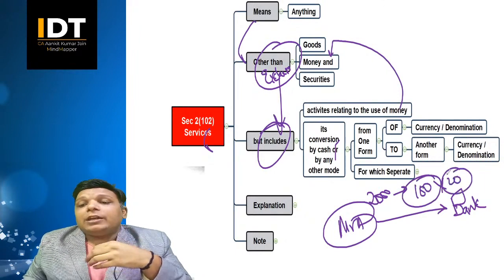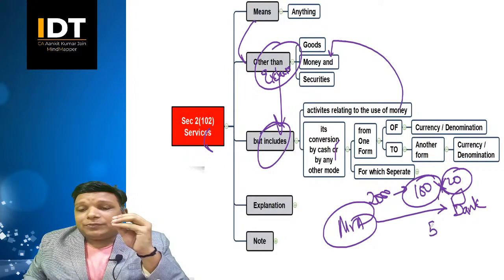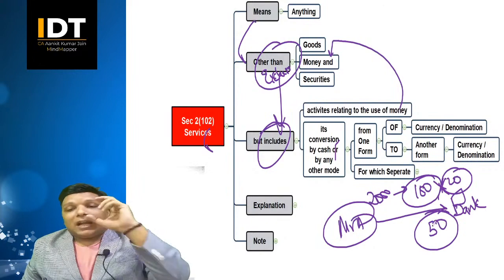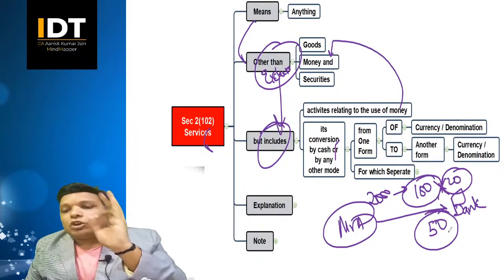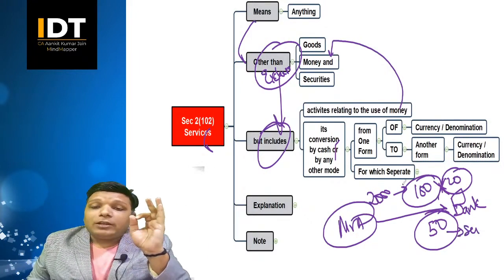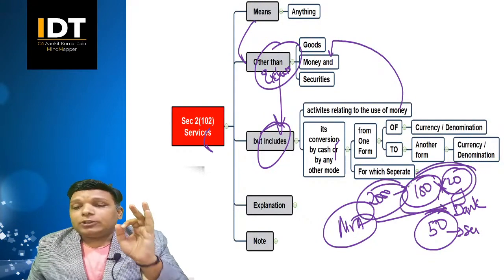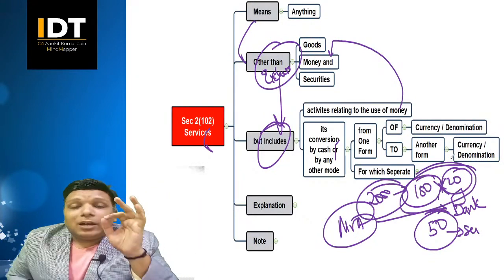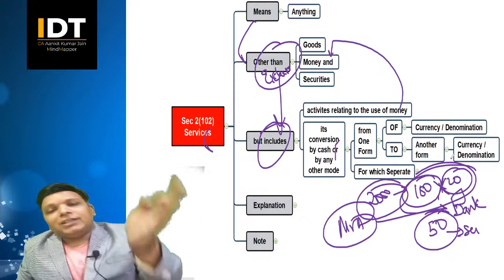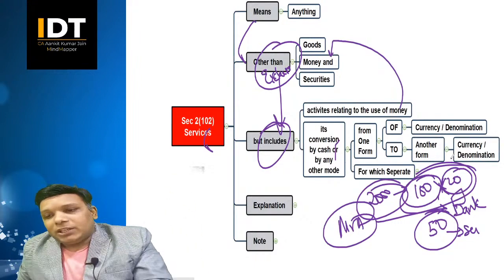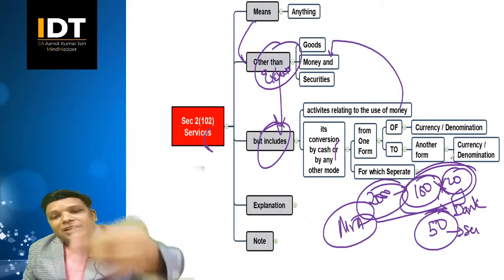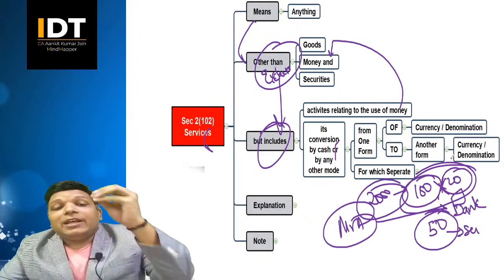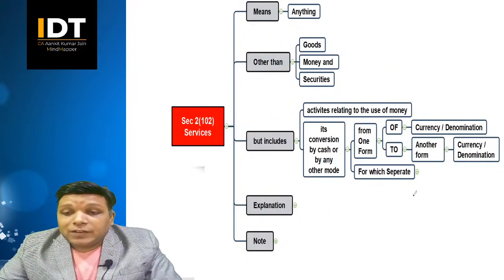20 notes, correct? Now if the bank is charging say 50 rupees for this particular transaction, then this transaction of converting is called a service, right? But not this rupees is called a service, correct? This money is not called a service, but the activity of converting the money or changing the denomination, for which the bank or anybody else is charging me separately, is included in the definition of services. Clear, everybody?